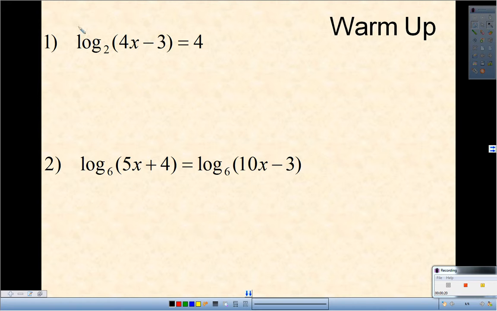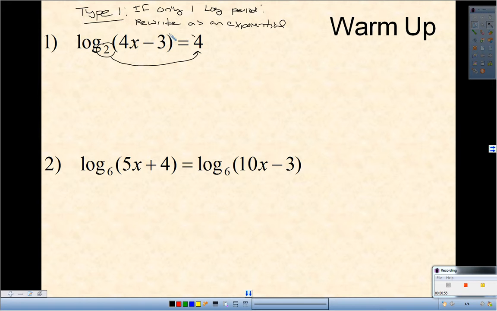So if this occurs, the first type, I'm going to put this type 1, is if there is only one log, period. What you're going to do is rewrite it in exponential form and then solve it. Remember, the way that you rewrite it: start with a base, jump the fence, that's the power, and jump the fence back, that's what it's equal to. So I'm going to have 2 to the 4th equals 4x minus 3.